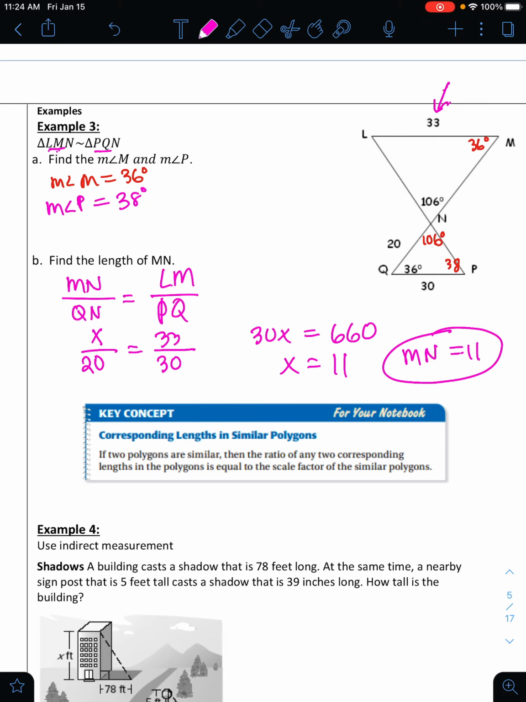All right. So I want to talk about this key concept below because it really ties into what we just did. So it just says that if two polygons are similar, then the ratio of any two corresponding lengths in the polygon is equal to the scale factor. So you could argue that my scale factor was 33 over 30, okay, because it's the ratio of another set of sides. So that's really what we've been talking about in that first lesson as well, that to get from one shape to another, we can use that scale factor to either scale something up or scale something down.